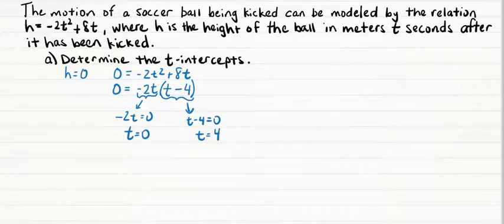So in this case, we can say that the ball is at a height of 0 meters at time 0. So that's when the ball is first kicked. It's at a height of 0 meters. And at time 4 seconds, it takes 4 seconds for the ball to return back down to the ground.